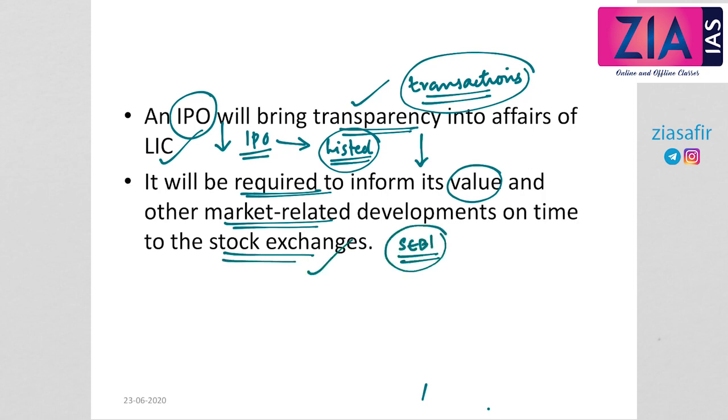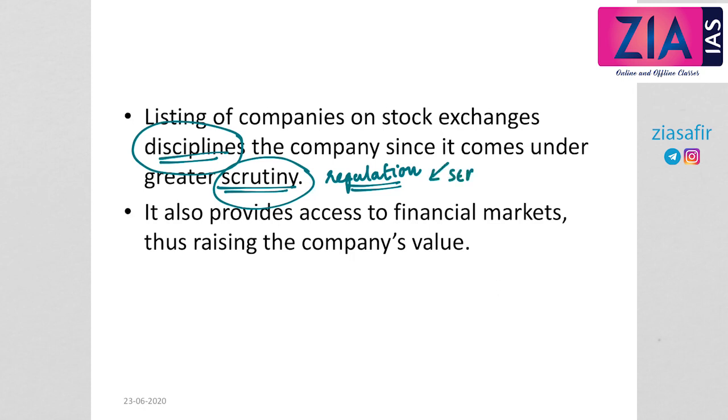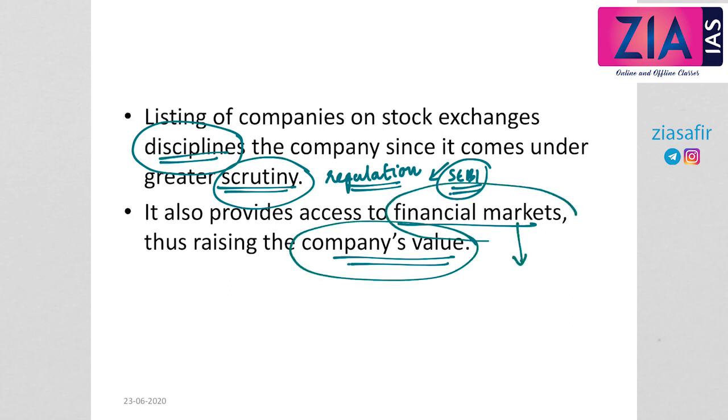According to SEBI regulations, the stock exchanges regulator is SEBI, Securities and Exchange Board of India. According to the regulations of SEBI, a listed company will have to inform about its value and other market related developments on time to the stock exchanges. So transparency will increase. Listing of companies on stock exchanges disciplines the company since it comes under greater scrutiny. Scrutiny means regulation. So it will bring in a little more discipline to the affairs of the company. It will come under the regulation of SEBI, therefore more discipline. It will also provide access to financial markets, thus raising the company's value. By becoming a listed company, the company will have access to the financial markets, and therefore the value of the company will rise.